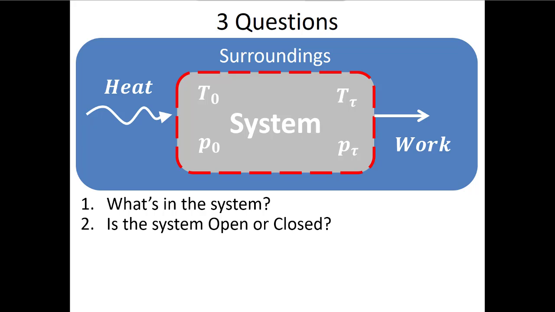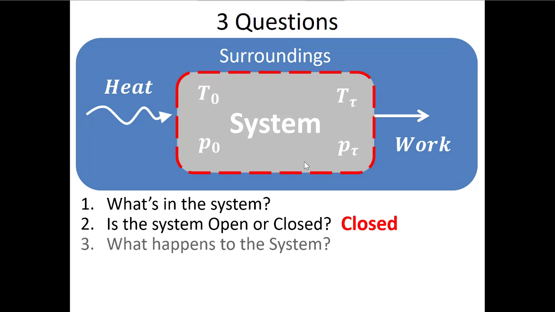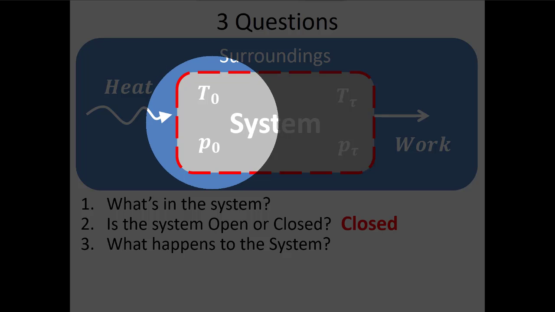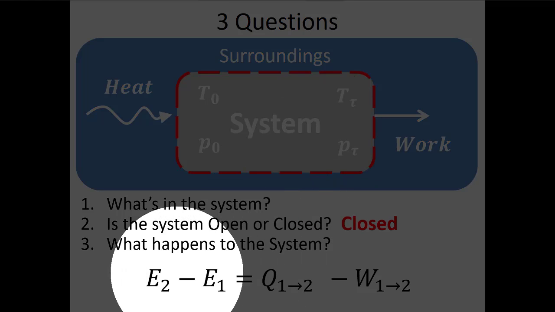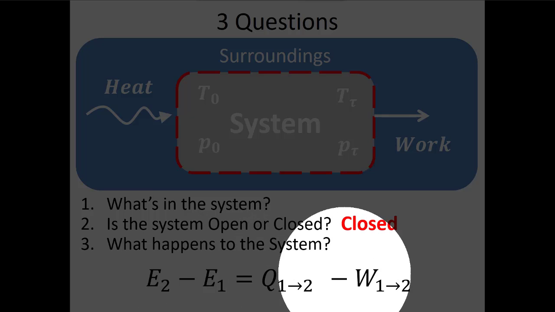And then we're going to ask ourselves, is the system open or closed? And that means, can mass come in and out of the system? And for the first portion of the class, up until about the first midterm, we're only going to be thinking about closed systems. And then we want to know what happens to the system. How do we describe the process that the system undergoes to go from this initial state to this final state? And that process will be some combination of heat and work. We know this because it's described by the first law. The first law tells us the change in total energy in the system is equal to the heat in minus the work out.